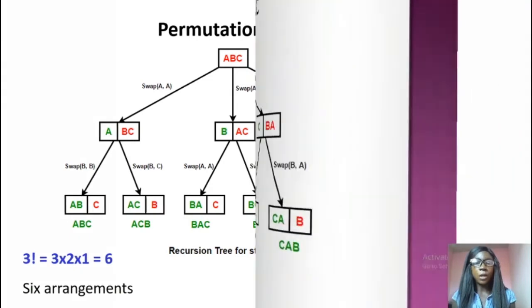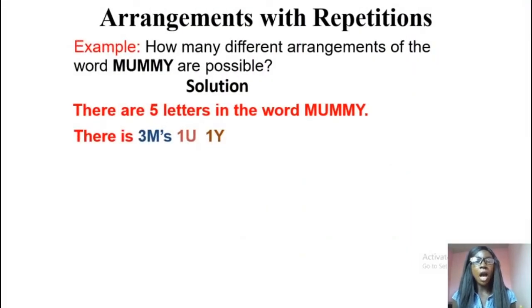Okay, the first one we're going to be looking at is: how many different ways can we arrange the word mommy? So you can see here we have M, U, M, M, Y. There are 5 letters in the word mommy, and we have 3 M's.